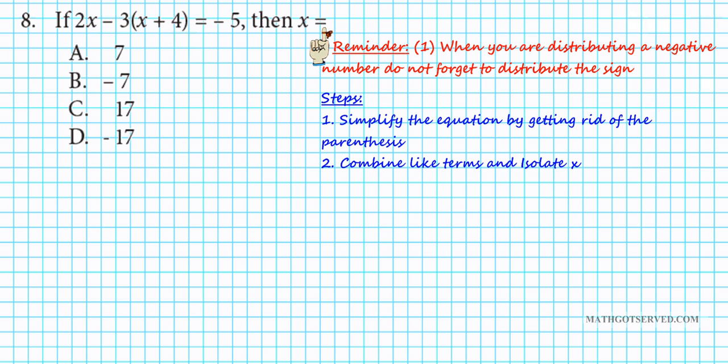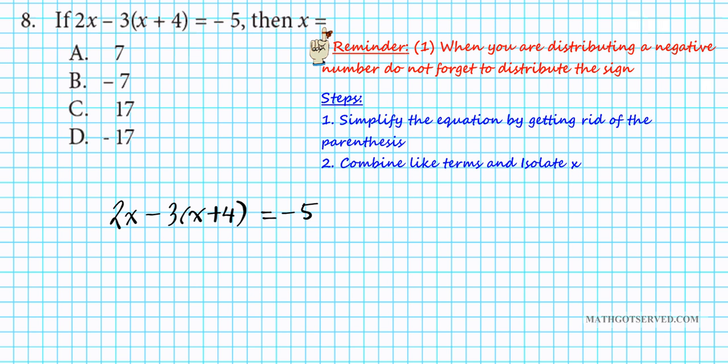Now, steps. First thing we're going to do is simplify this equation. We're solving this equation for x. We want to get x by itself, but it looks very complicated. So we're going to simplify it by getting rid of this parenthesis. After that, we'll combine like terms and isolate x using the appropriate algebraic procedures. All right. So let's go ahead and write down the equation. We're just solving this equation right here.